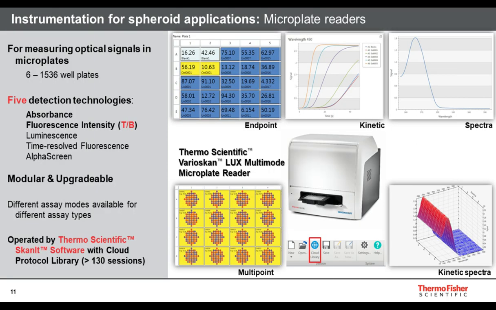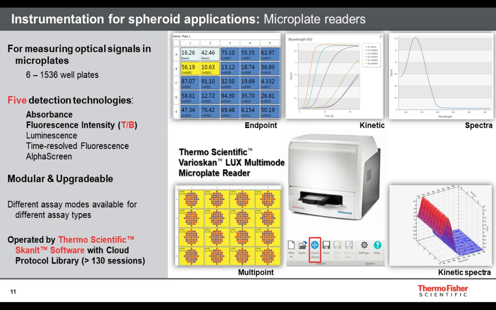And the microplate reader that is our hero today is the Thermo Scientific BodyScan Lux multi-mode microplate reader, which was launched in 2015, and it is really a multi-technology instrument that can be used for measuring optical signals in basically any kind of microplate format from 6 to 1536 well plates.